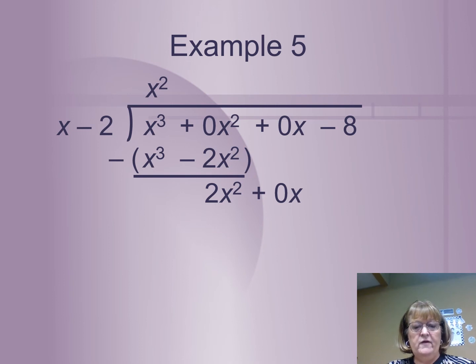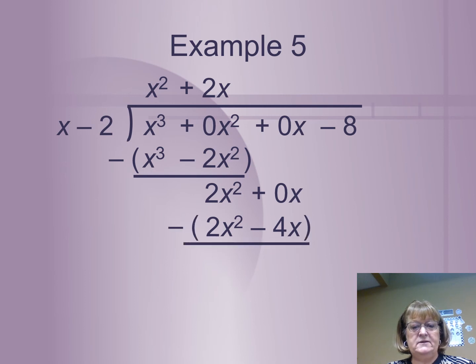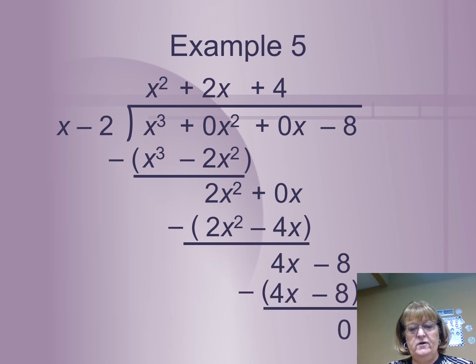Now remember, concentrate only on the first term. 2x squared divided by x is 2x. So you put that at the top. All right, and now multiply. 2x times -2 is -4x. 2x times x is 2x squared. Put those in parentheses and subtract. 0 minus a -4x is 4x. Bring down the -8. 4x divided by x is 4. So up at the top, you're going to put plus 4. All right, and multiply, and look, no remainder. Okay, hopefully that's much better.